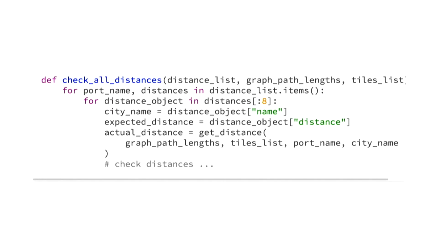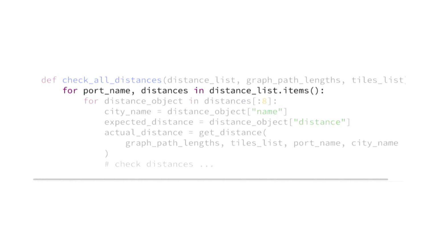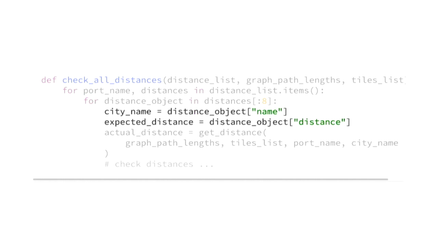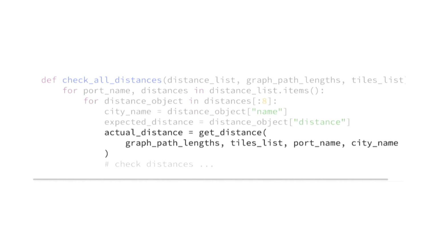Why? Well, let's take a look at this distance checking function. You'll see that we iterate over the distance list and get the port name and some distances, and then we iterate over those distances to get the node name and the expected distance, and then we calculate the actual distance, and then we do the check to see if they're the expected value. But this isn't very intuitive.